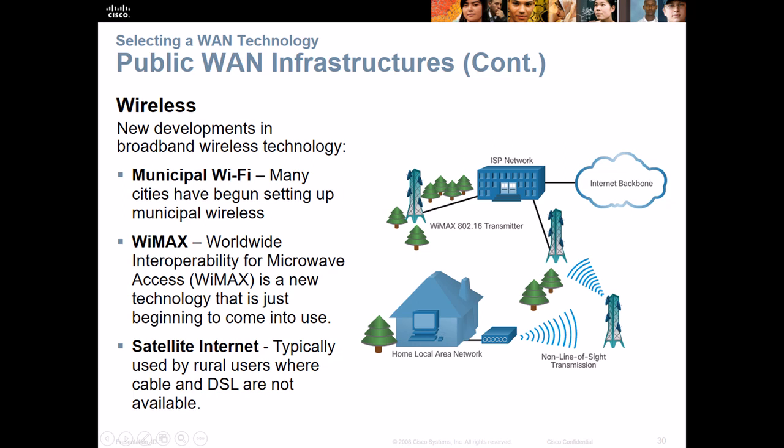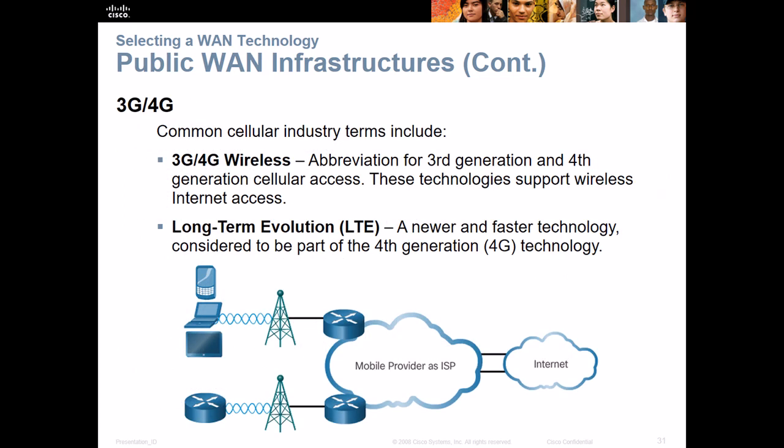Then you've got the satellite internet, typically used by rural users, the people that don't have any connections, not even dial-up. So they might want it, but that's expensive, of course. All right, then you have the 3G, 4G, the Long-Term Evolution, LTE, the 5G that's coming, for mobile users.